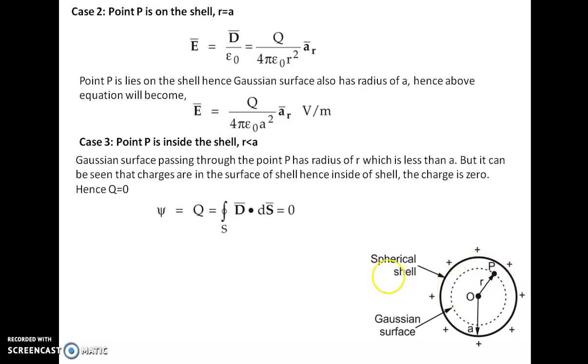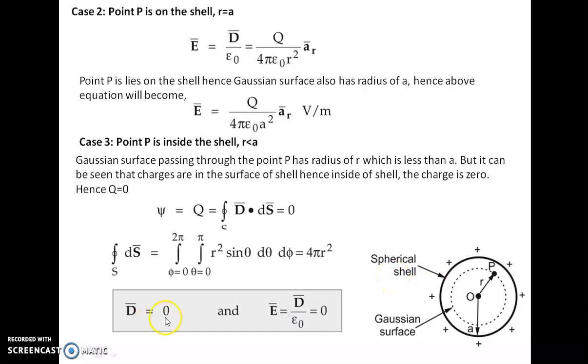So I can equate D is equal to 0. If D is 0, then Q will be 0. So I can take D is equal to 0. If D is 0, then E is also equal to 0. So in case 3, the electric flux density or electric field intensity inside the sphere will be 0 when it is a uniformly surface charged one. Okay, so when the uniformly surface charged sphere is there, the electric field intensity inside the sphere will be 0.